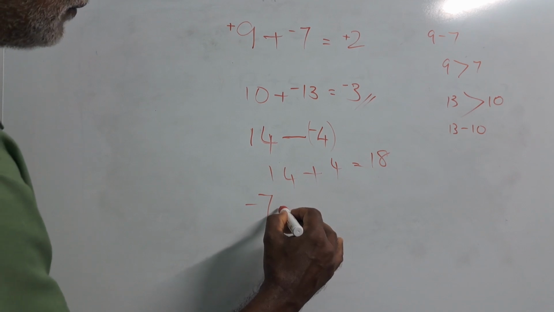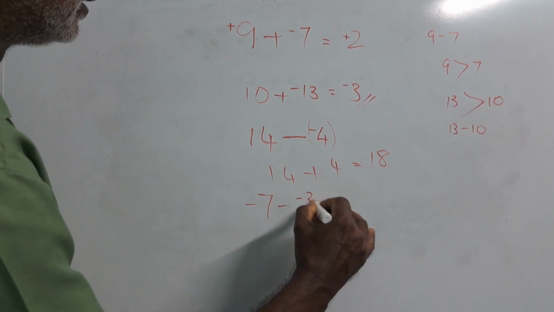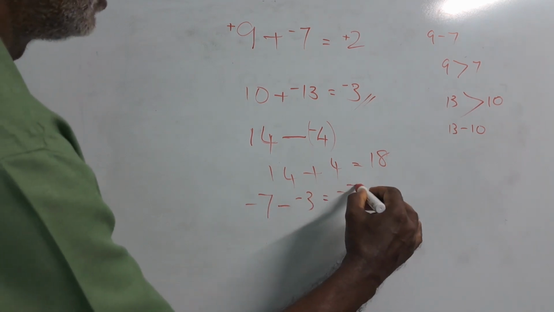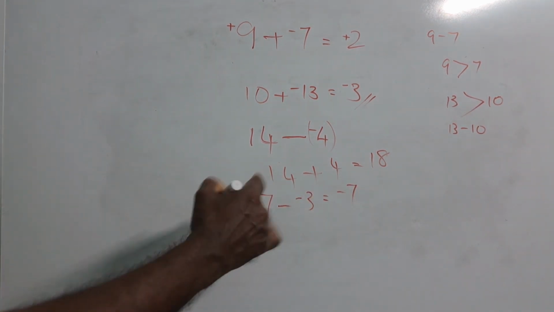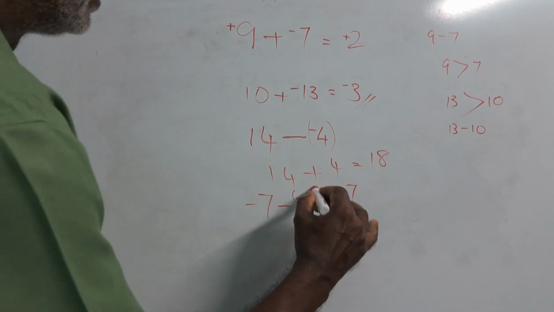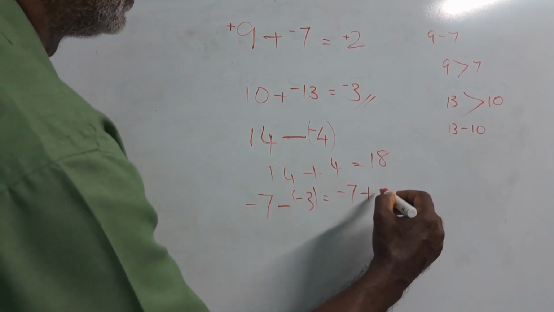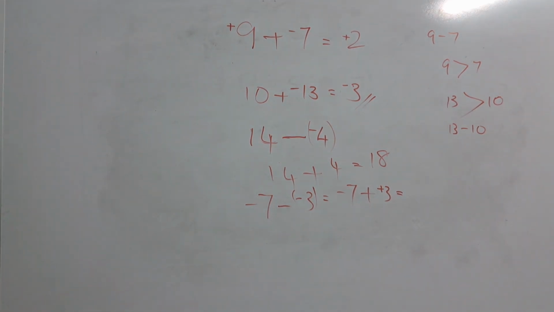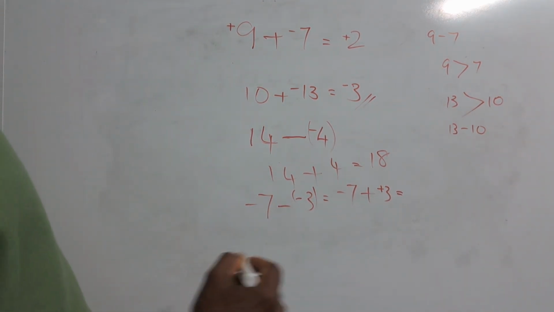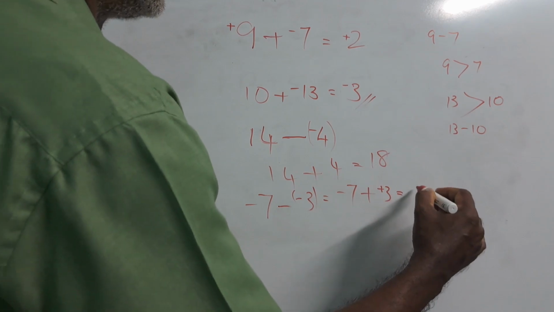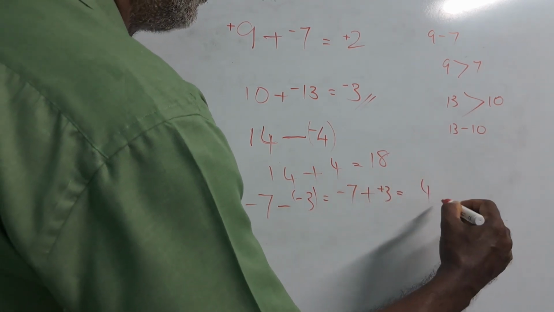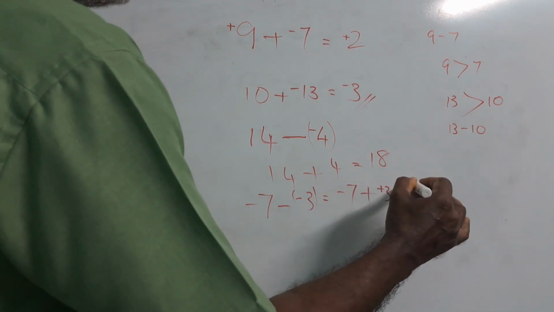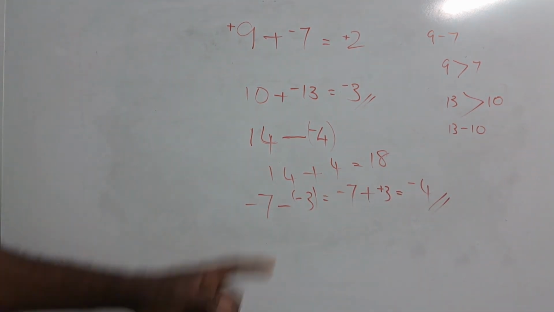Negative 7 minus negative 3. Now, no change in the negative first number. The second number, negative 3, is changed to positive 3, and we add. To add, we follow the rules that we have already discussed for addition. Find the difference and put the sign of the larger number. 4 is the difference. The larger number is 7. The sign of the larger number is negative. Therefore, the answer is negative 4.